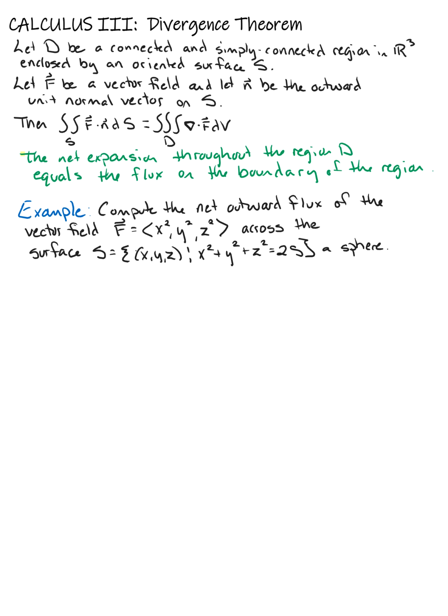We want to compute the net outward flux of the vector field F, defined by the components x squared, y squared, and z squared, across the surface S, which is defined as the set of all points x, y, z such that x squared plus y squared plus z squared is equal to 25. And this surface is a sphere.